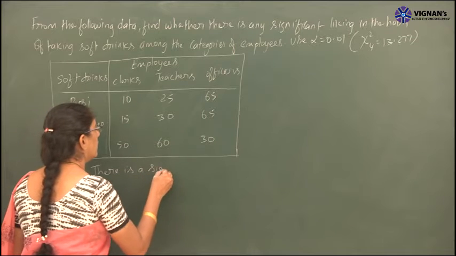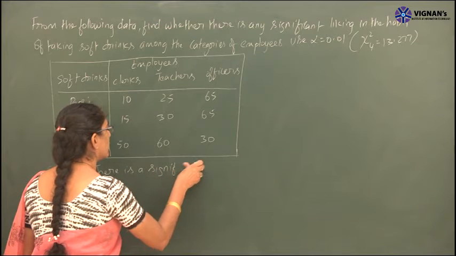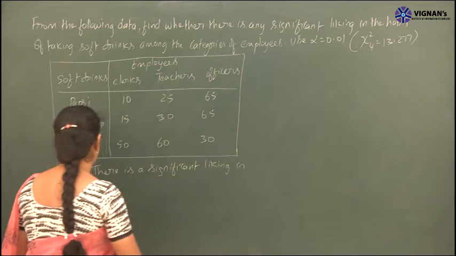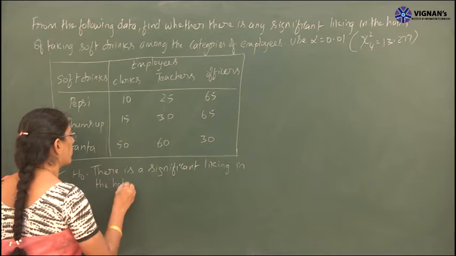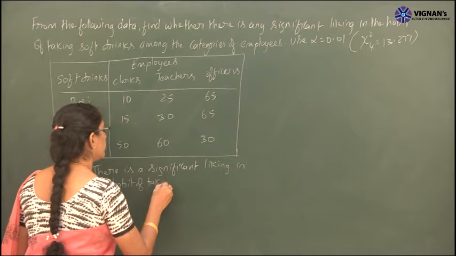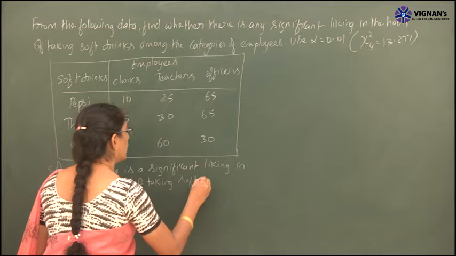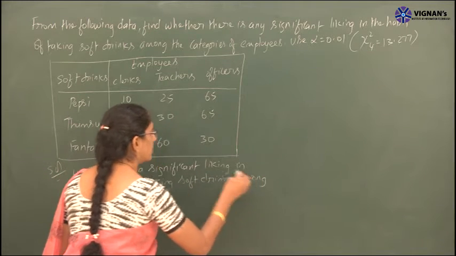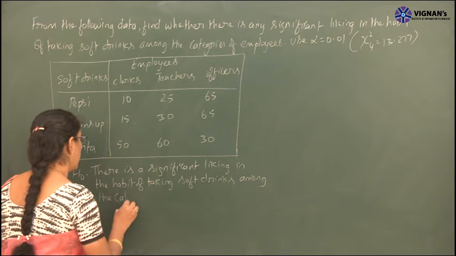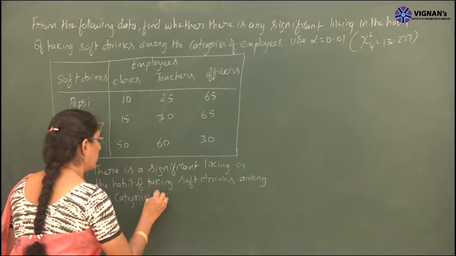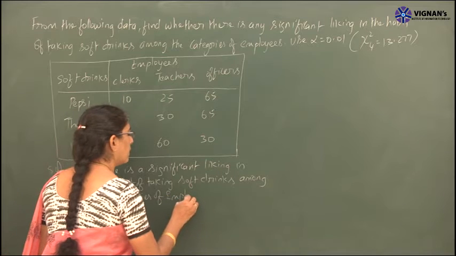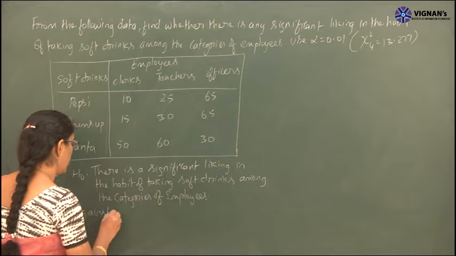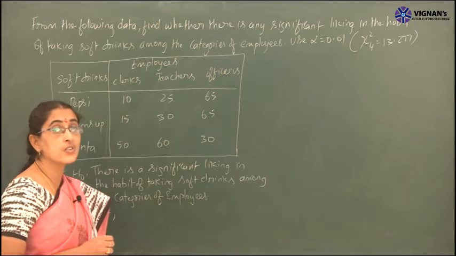There is a significant liking in the habit of taking soft drinks among the categories of employees. Then H1: there is no significant liking.